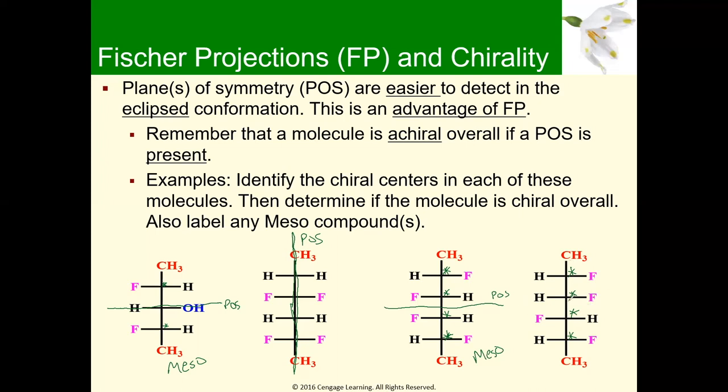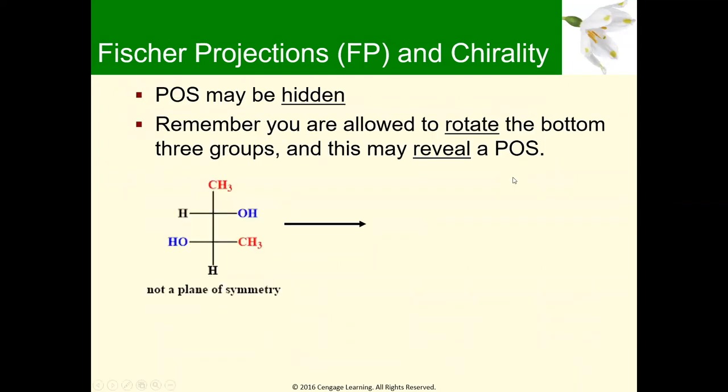There's no plane of symmetry, not cutting through the middle of the molecule and not cutting down the spine of the molecule. It looks different on each side either way. So 3 of the 4 had a plane of symmetry. The one on the end here does not. Okay, now one thing to keep in mind though, and this has to do with those rules for manipulating Fischer projections, which we learned before last week, is that a plane of symmetry might just be hidden.